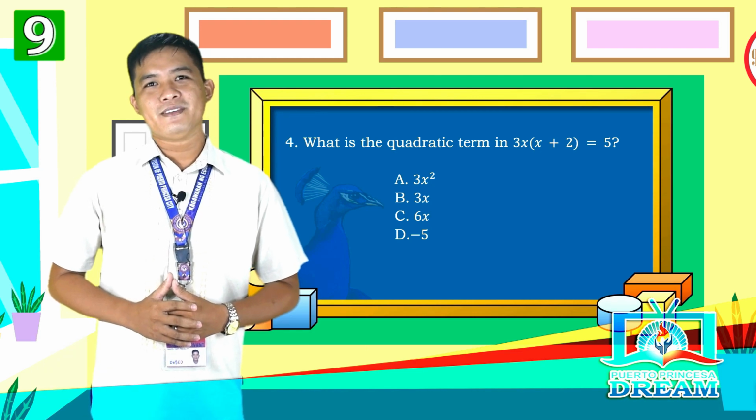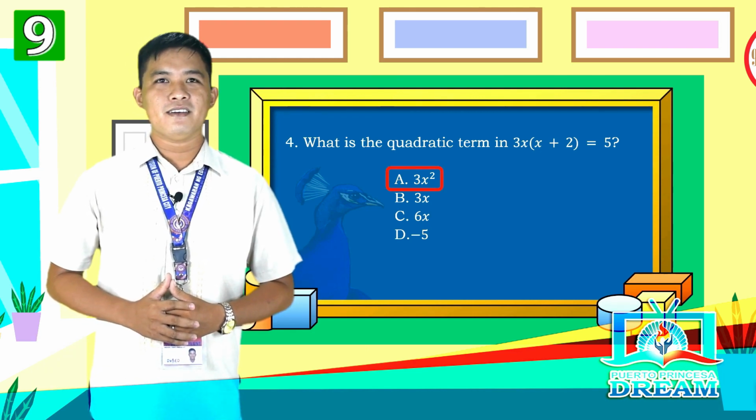The time is up. The correct answer is letter A. 3x squared.